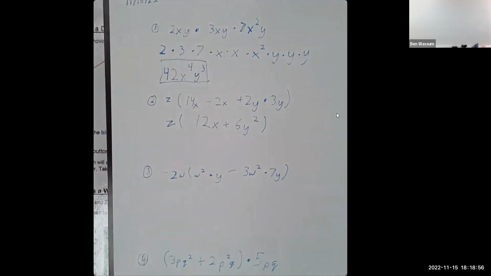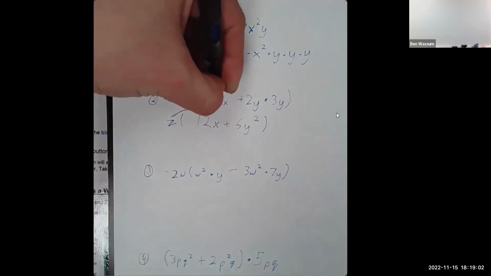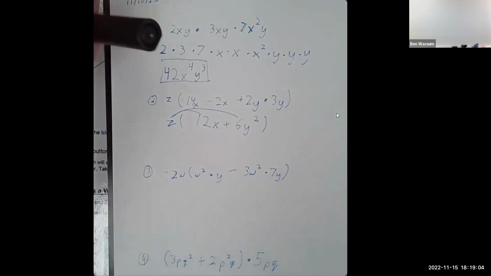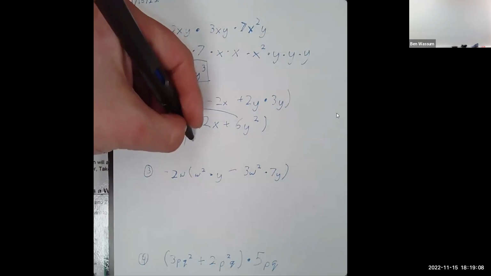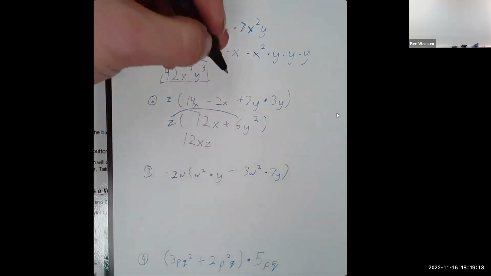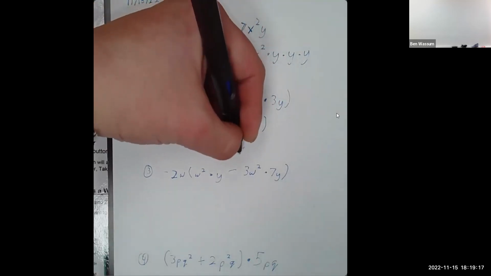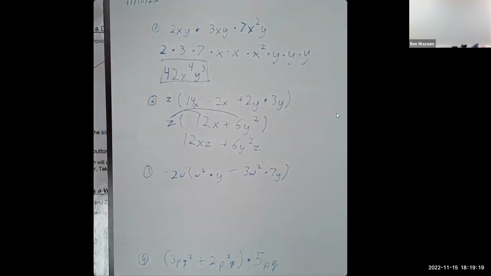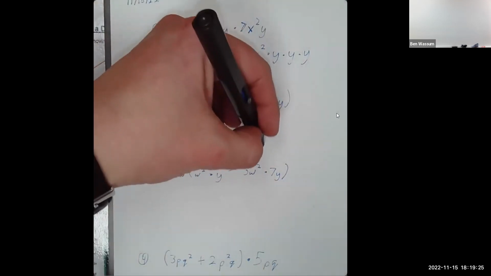And now that we have the inside simplified, this is where we would want to distribute. That z is going to multiply onto that and onto that. The nice thing is neither of these has a z, so literally all we're going to do is 12x times z is, guess what? 12xz. 6y squared times z is 6y squared z. There we go. Not too bad. And they're not like terms. We can't put these two guys together, so we're done.